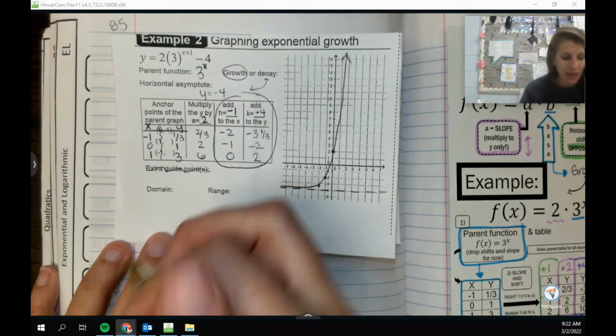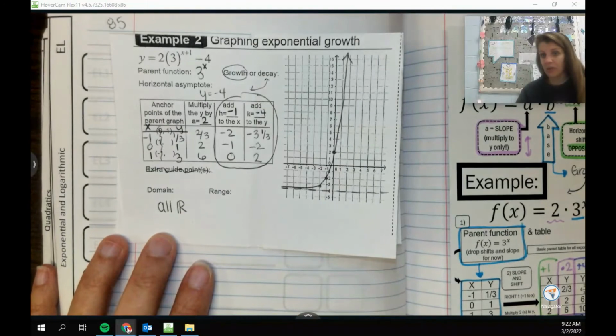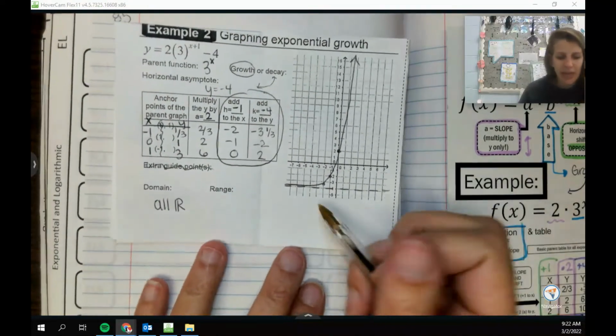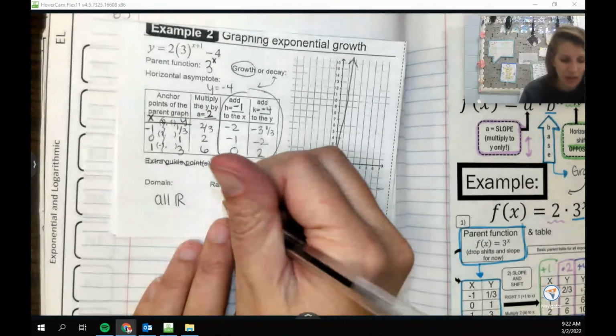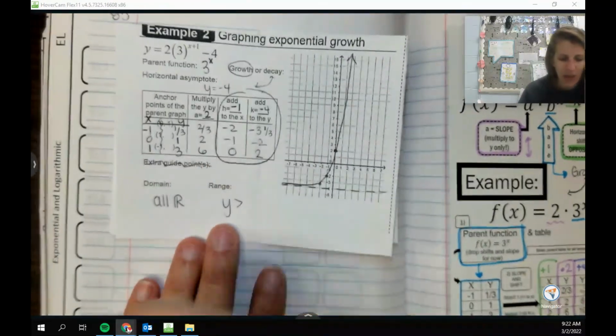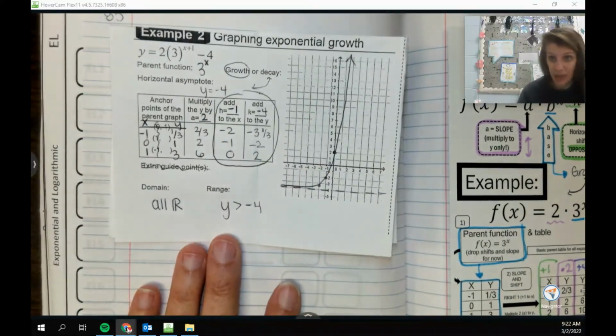And so as far as domain goes, we got all real numbers. I think domain will always be all real for these. And then range, now I can really see on my graph that this graph is bigger than, or going up, above -4. And it will never reach -4, so that's why it's not equal to.